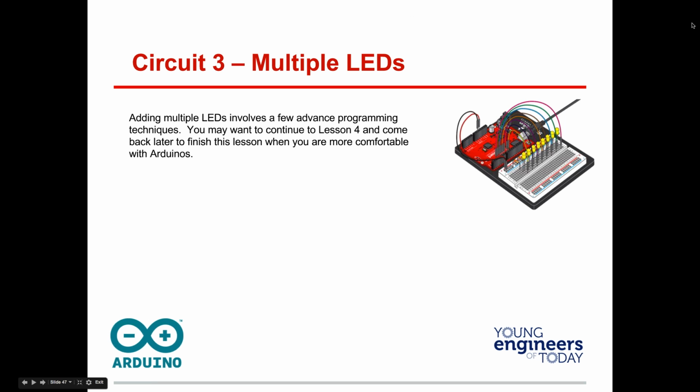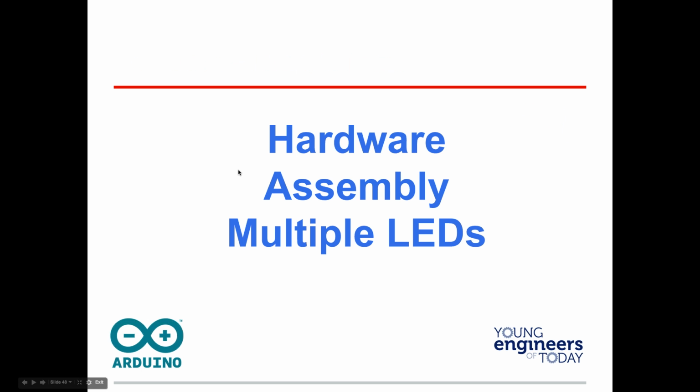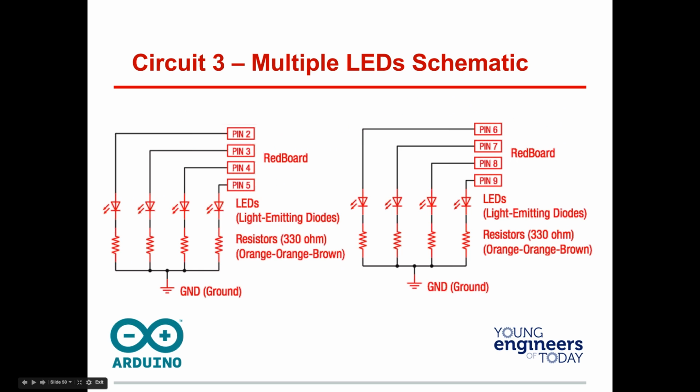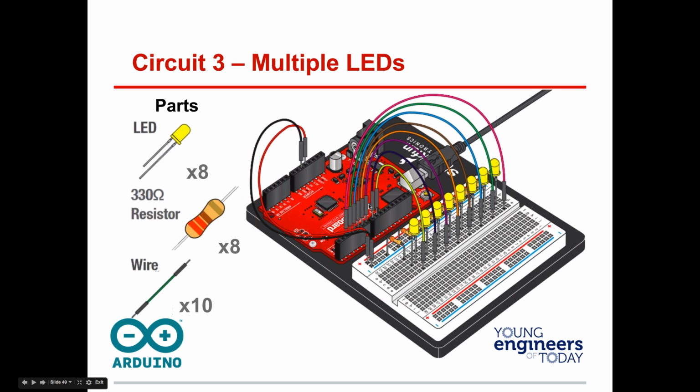Adding multiple LEDs involves a few advanced techniques. No big deal. We can get there. So this is how you would hook it up. Just to give you a sense, you're hooking up LEDs to every one of these pins: pin 2, 3, 4, 5, 6, 7, 8, 9. They're going through a resistor back into a ground. The hot goes in from pin 9. Remember, LEDs are very sensitive. Okay? So think about it.